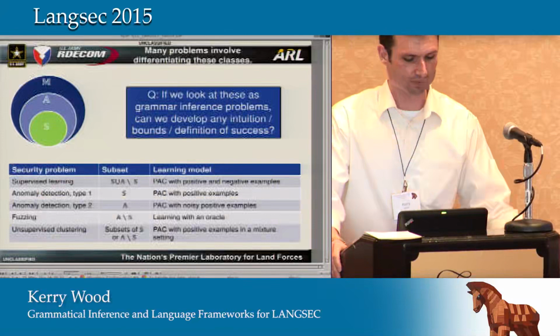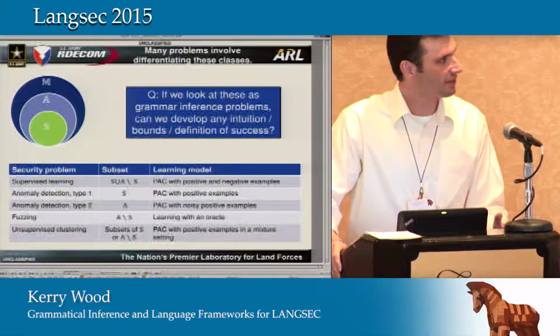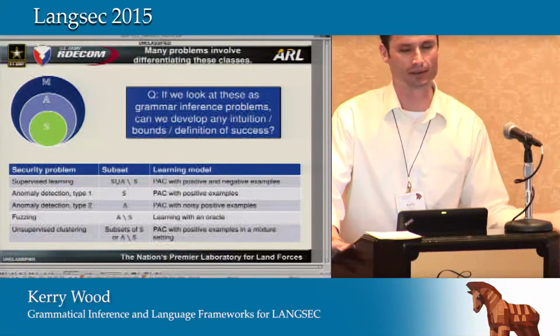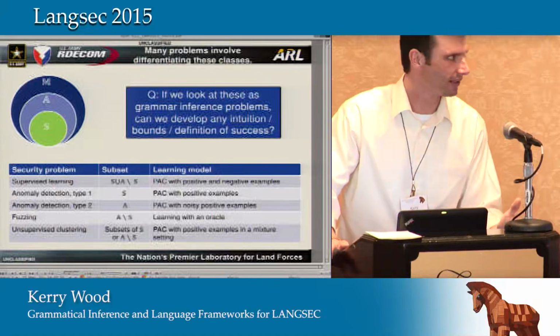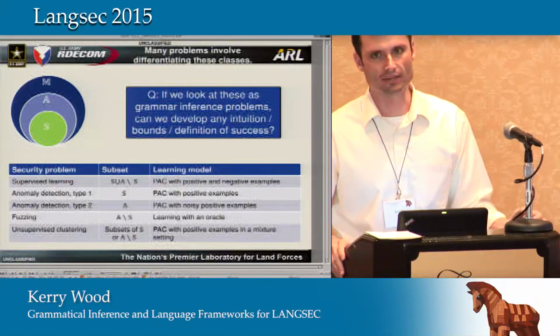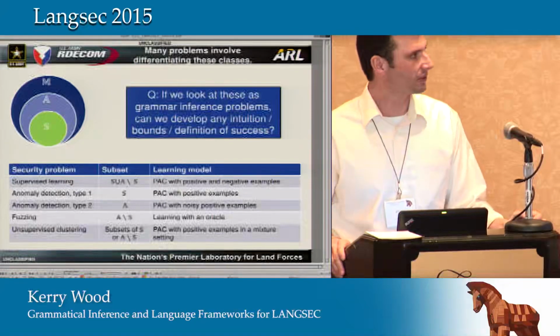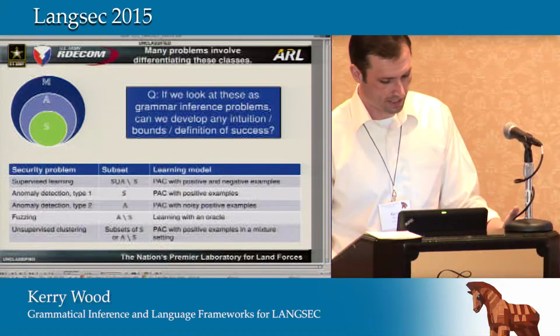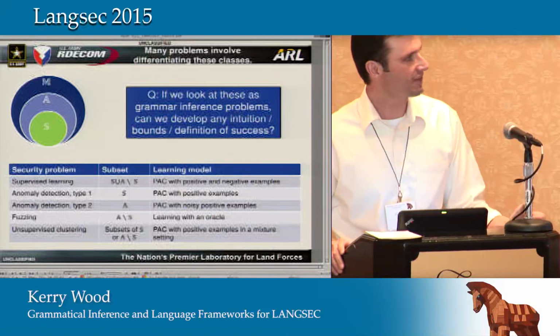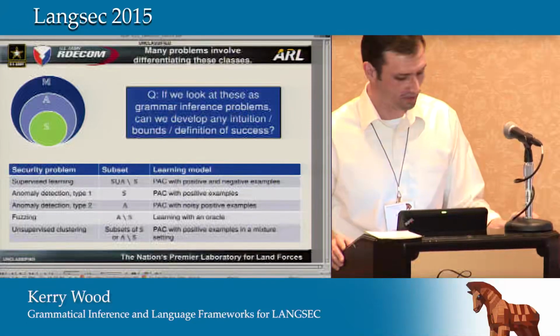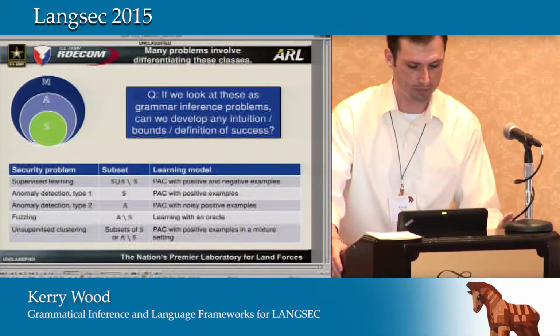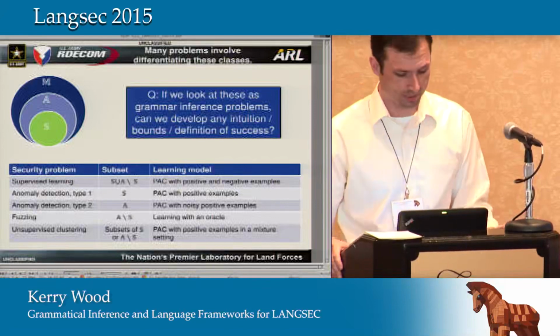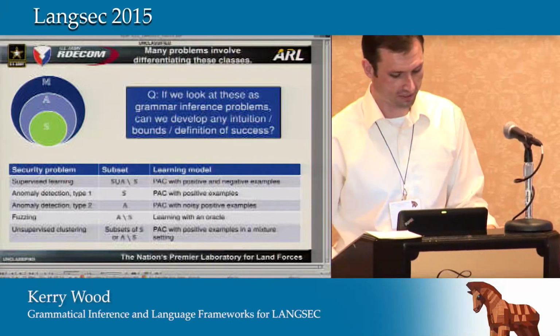So if we look at a bunch of different problems this way, and this is the slide when we're presenting to management and they say, okay, why? Why do we care? Because they don't understand any of this stuff. And you ask them the difference between a parser and executing code and their eyes spin. I think a lot of these problems that we look at are actually best described as some of those differences in grammar. So supervised learning problems, we have these anomaly detection problems, fuzzing, which we'll talk a little bit about later, and of course unsupervised clustering.